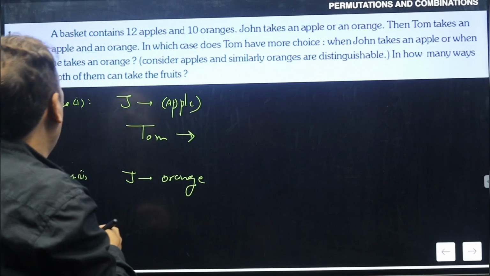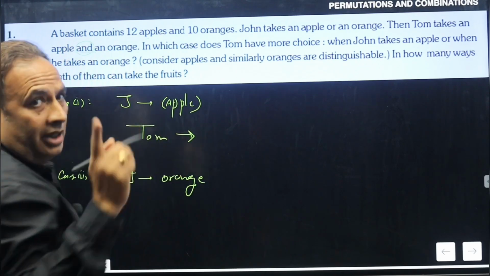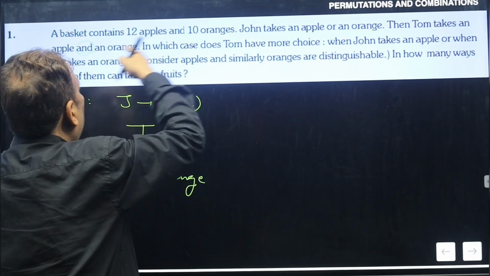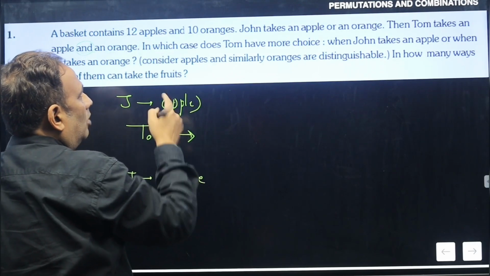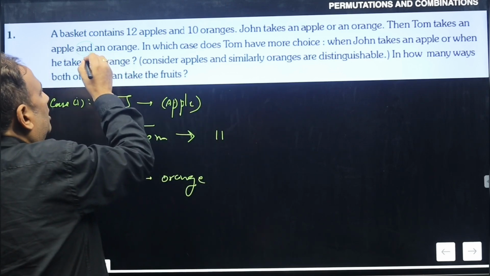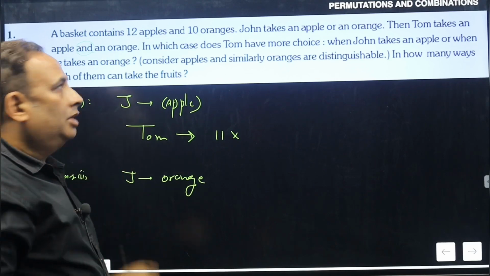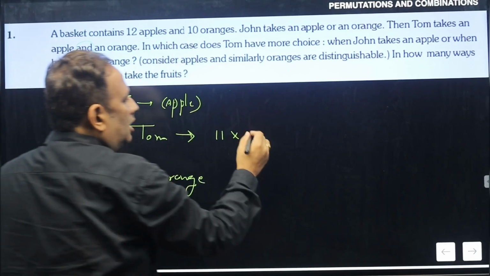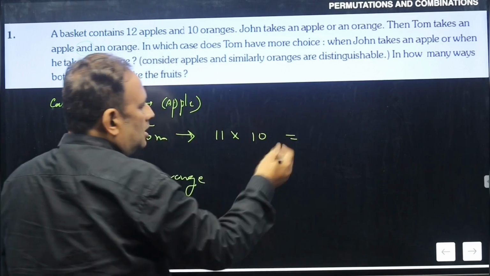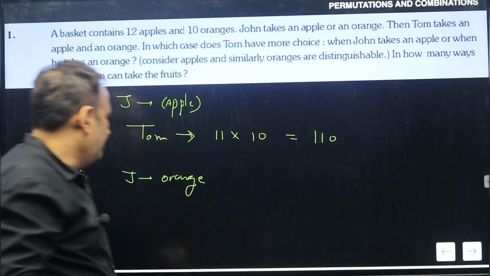Tom takes an apple and an orange. Due to the word and, we have to make the intersection. So now, how many apples can Tom opt here? One apple John already selected, so 11 apples. And due to this and word, we have to use the fundamental multiplication rule. And now for oranges, again 10 choices are there. So here Tom has how many choices? 11 into 10, that is 110 ways.